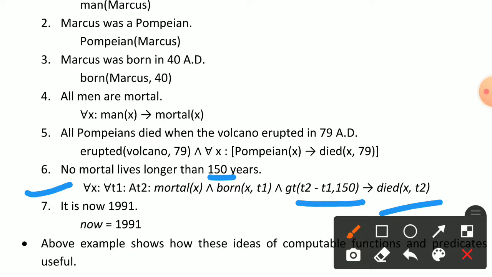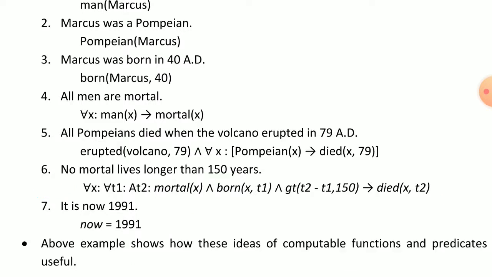Now the next simple fact is that it is now 1991. So we can write the simple facts like this: now is equal to 1991. The above example shows how these ideas of computable functions and predicates are useful. We can take the previous simple facts and find out the computable functions and predicate functions, and how we can use these functions to write the simple facts in simpler ways.